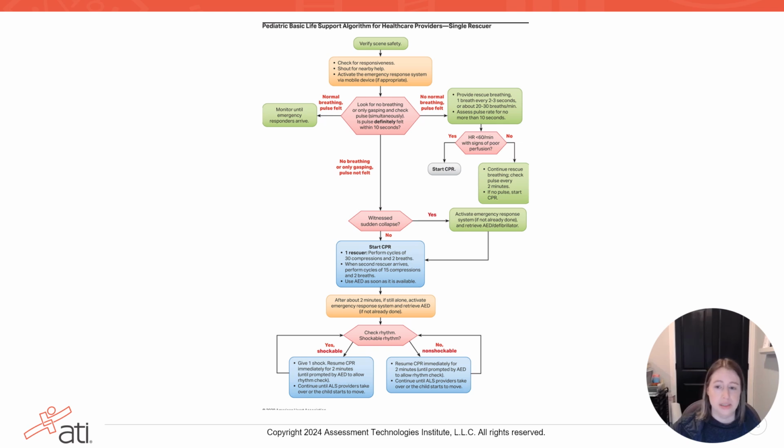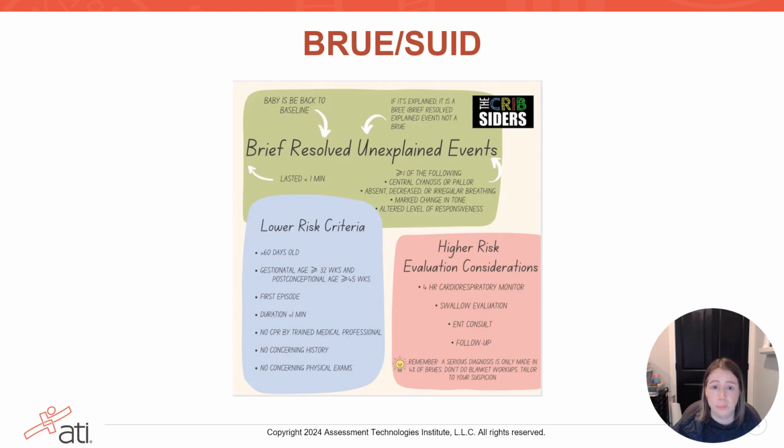If the child is a bit older, you would do the Heimlich or abdominal thrusts for choking, and then again moving into your BLS single or double rescuer depending on who is at the bedside with you. Now there are 2 acronyms in this chapter you're probably not familiar with, so they are important though. BRUE, which is the brief resolved unexplained event, and SUID, as I mentioned before.